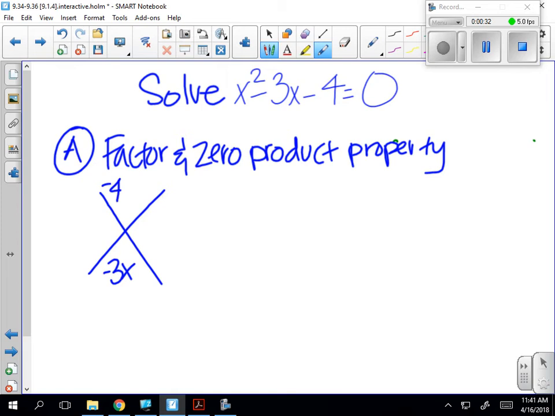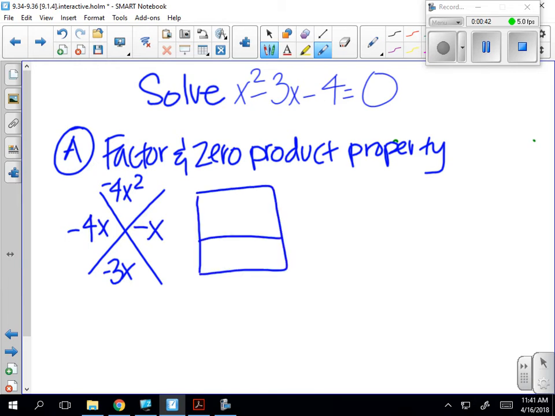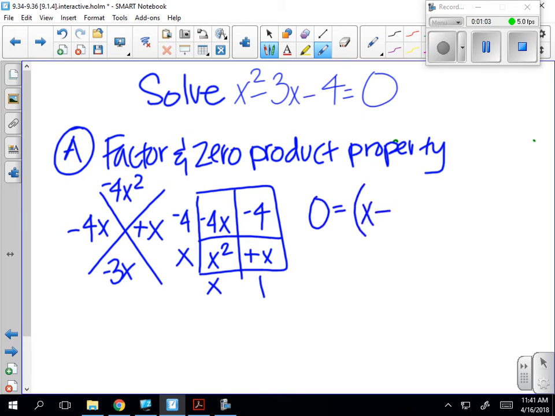We need 2 numbers that add to negative 3x and multiply to negative 4. So that would be negative 4x and negative 1x. Then you want to put them into your generic rectangle so that you can find the product or the outside of the rectangle. So I know that I can put in negative 4x and, oops, that should be a positive 1. So this is an x, negative 4, and 1. So then my factored form is x minus 4 times x plus 1.